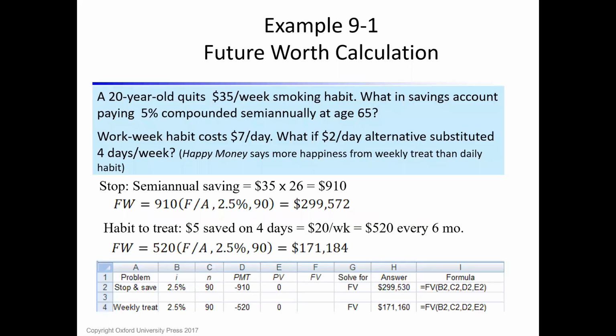If we look at an example, a 20-year-old quits a $35 a week smoking habit. If the savings account is paying 5% compounded semi-annually, what does he save by the age of 65 if he stops smoking at the age of 20?